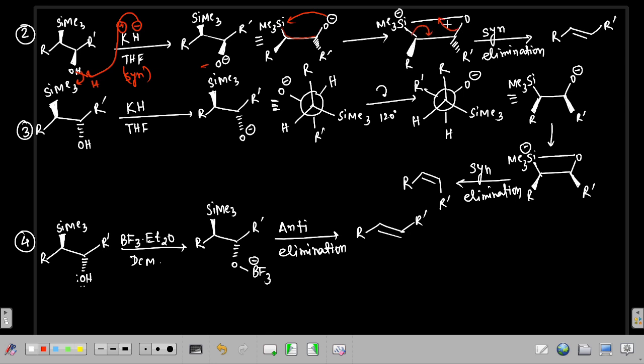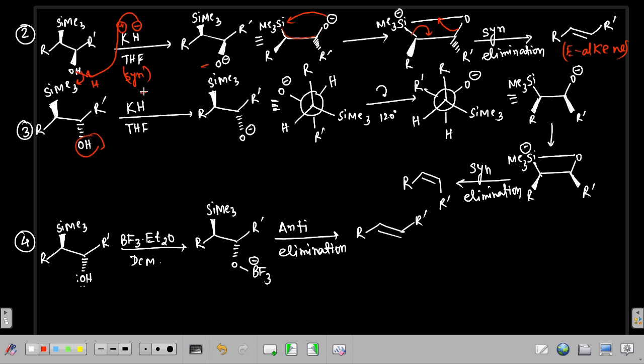Next step, syn elimination will happen. This bond will break and this bond will break. So it will form an E alkene because here both R and R dash are in anti position. Now I will come to the next isomer, that is the trans isomer, where TMS and this hydroxyl group are in opposite directions, opposite planes: this is above the plane, this is below the plane.